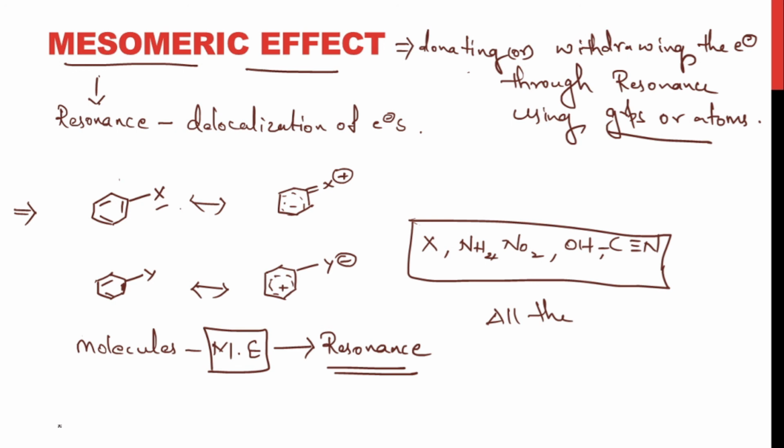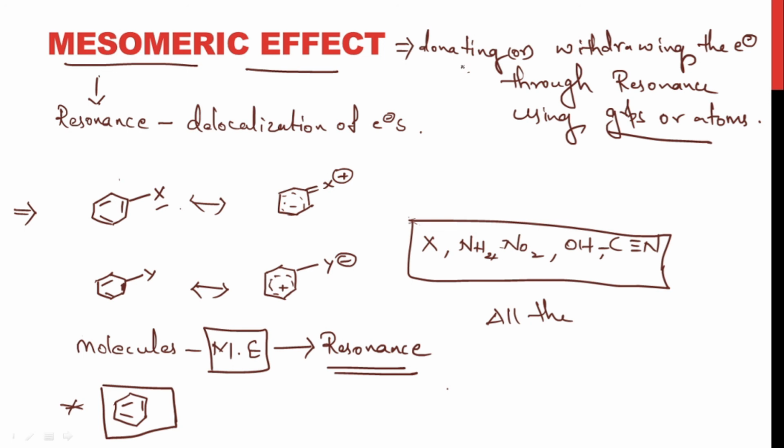No, because you see a benzene, just the benzene structure here. This benzene structure is having resonance, but this molecule does not have mesomeric effect because of the absence of any group or an atom. So this has only resonance. So all the molecules which are exhibiting resonance are not exhibiting mesomeric effect, but all the molecules which have mesomeric effect are resonating molecules, right?